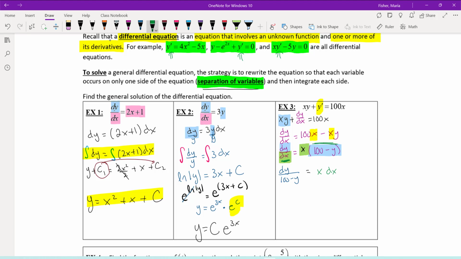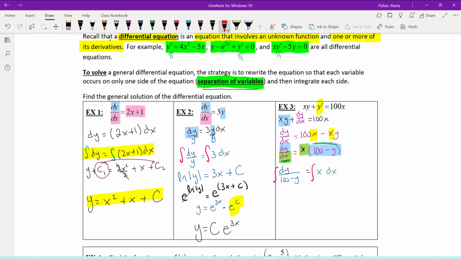Now that I've separated my variables, I can integrate both sides. Well, the right hand side is pretty easy to integrate, x dx, we know what that is, but the left hand side is dy over 100 minus y. That's going to require a u sub.